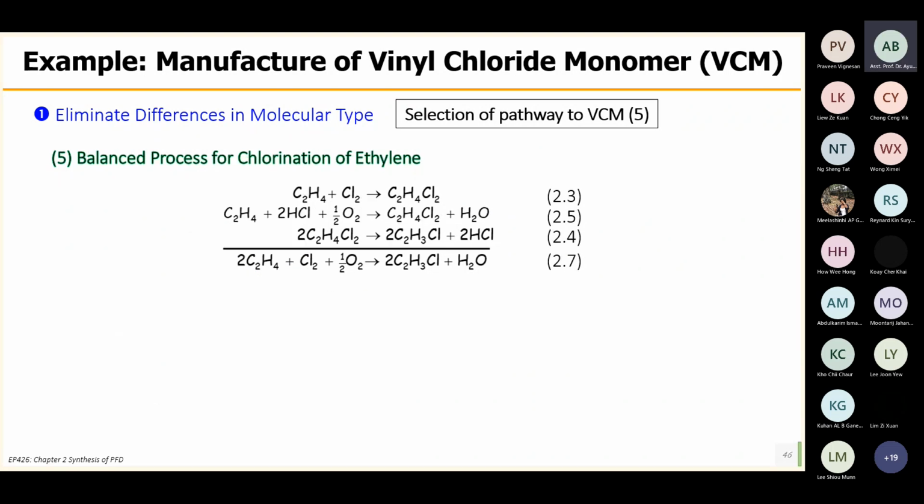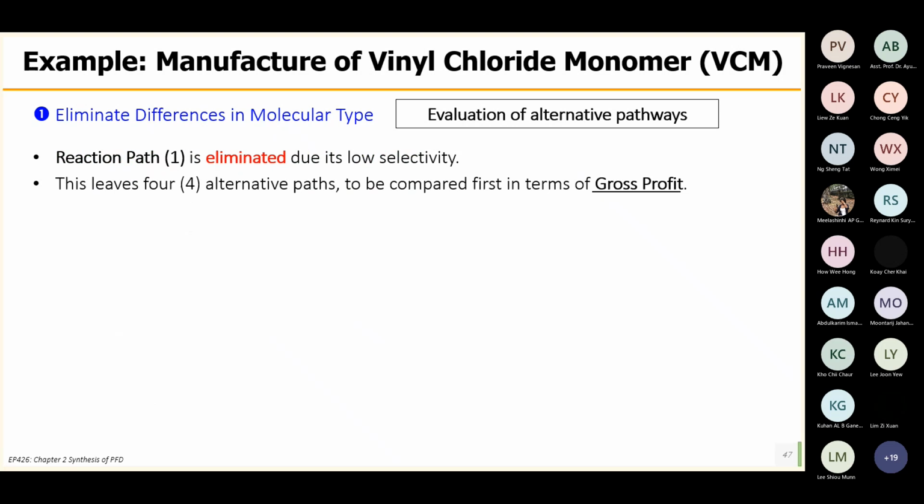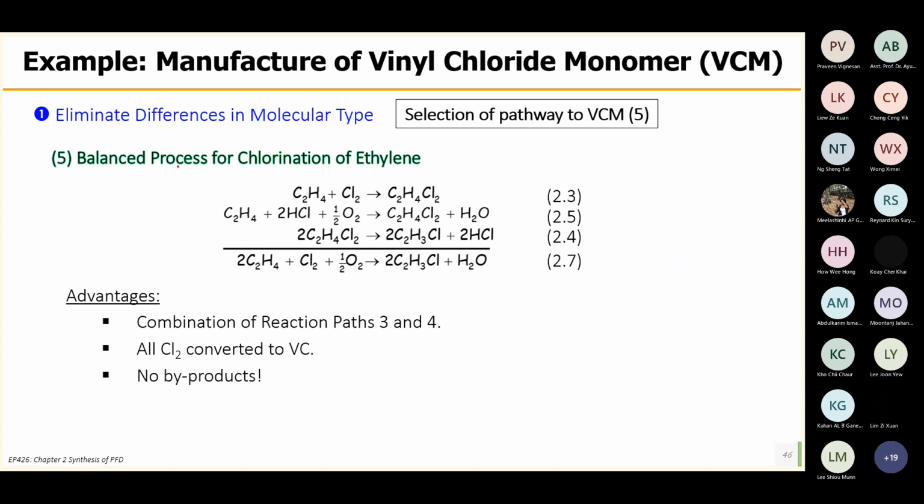Okay, now the last reaction, the balanced process for chlorination of ethylene. The advantage is the combination of reaction path 3 and 4, the previous one. So all Cl2 is converted to VC. No byproducts. The byproduct here is just water.